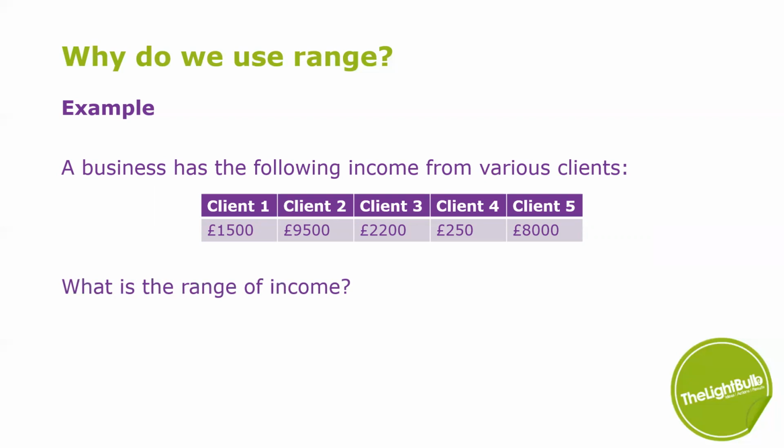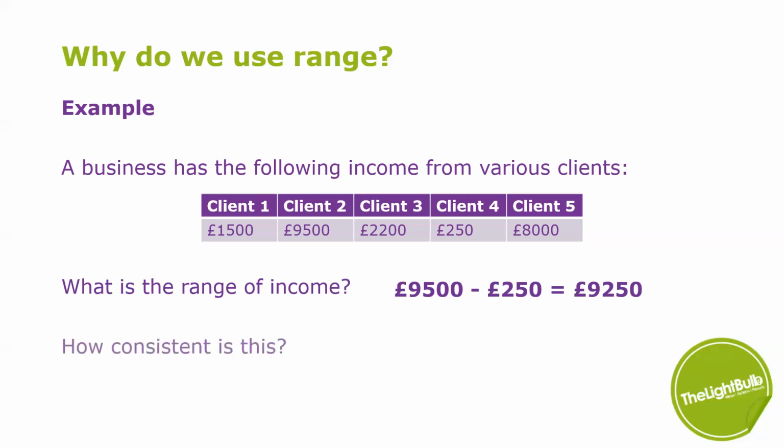Okay, so hopefully you've had a chance to work that out now, and you'll see that the biggest one there was 9,500. The smallest one was 250. So that gives us a range of £9,250. Now that is very inconsistent and quite difficult to know what's coming next, really. Client 6, who knows what client 6 would bring in? Would it be something little like £250, or would it be really big like £9,500?